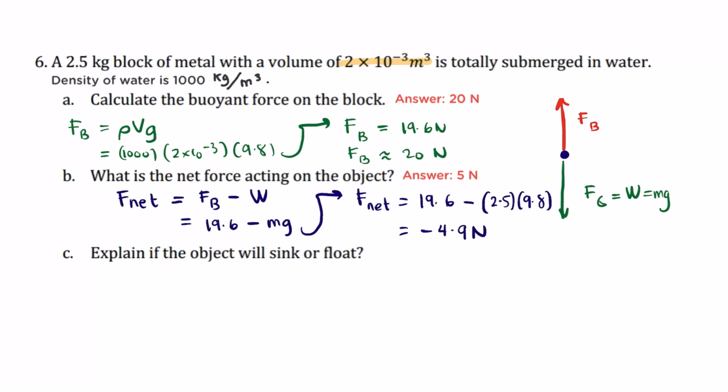And the reason why this is negative is that the weight of the object is much greater than the buoyant force. So let's write that down. The weight of the object, Fg, is much greater than the buoyant force, and for this reason, the object will sink.